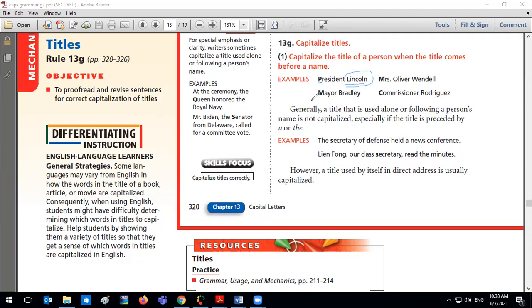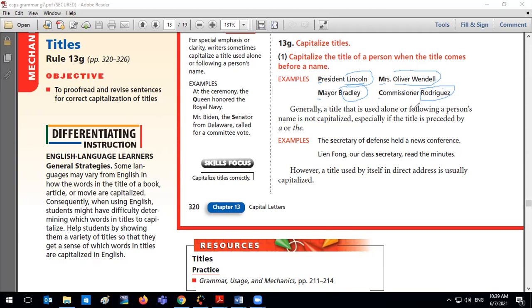Mrs., Mayor, or Commissioner. These are all titles, and as we see, we capitalize them all because the name comes after them. Commissioner is the title, Rodriguez is the name. Bradley is the name, Mayor is a title. So you capitalize President, Mayor, Mrs., and Commissioner because they are titles that come before the name that you're speaking of.